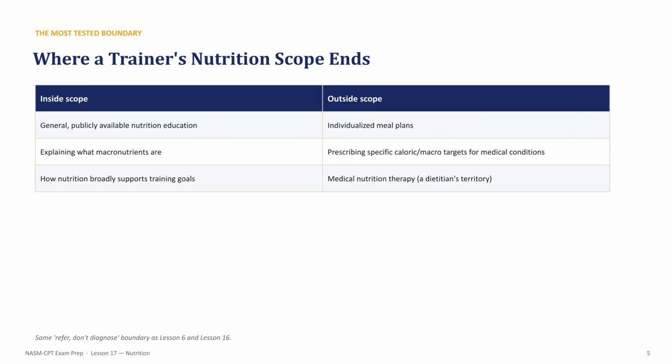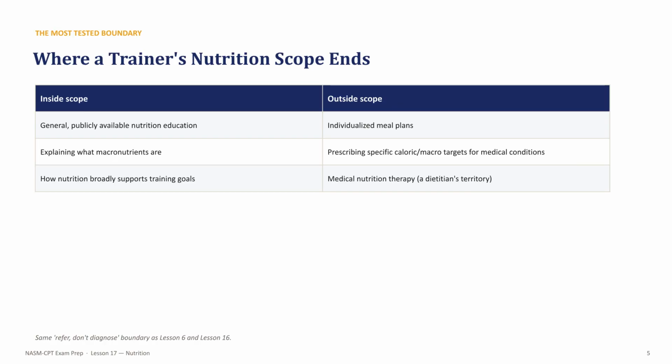Here's the most tested boundary in this lesson. Inside scope. General, publicly available nutrition education, explaining what macronutrients are and how nutrition broadly supports training goals. Outside scope, individualized meal plans, prescribing specific caloric or macro targets for medical conditions. And medical nutrition therapy, that's a dietitian's territory.